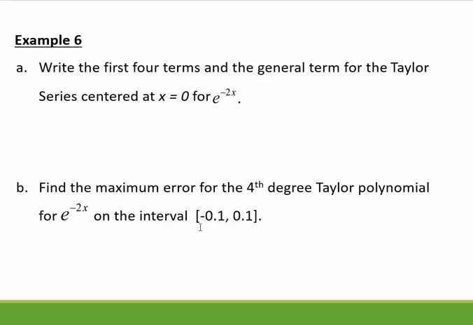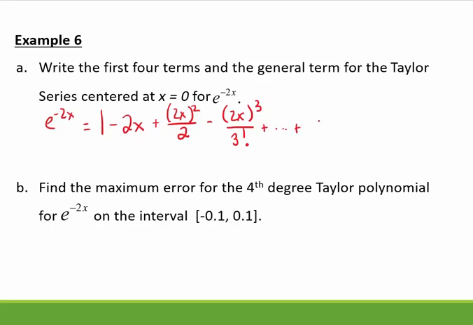Okay. Next one. Let's use this color. So write the first 4 terms of the series and the general term. Okay, e to the negative 2x, first 4 terms. Okay, good. Since I'm centered at 0, remember I can just use that general Taylor series formula that we derived in class.